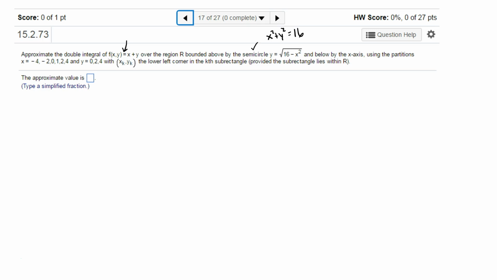It's a semicircle, and it's bounded below by the x-axis. And then it's a very particular way they want you to partition the x-axis and the y-axis. So we partition at x equal -4, -2, 0, 1, 2, and 4. And then we partition at 0, 2, and 4 when it comes to y.